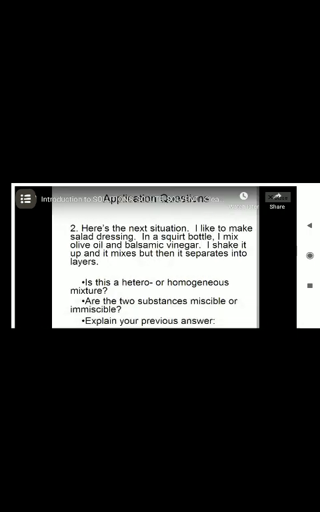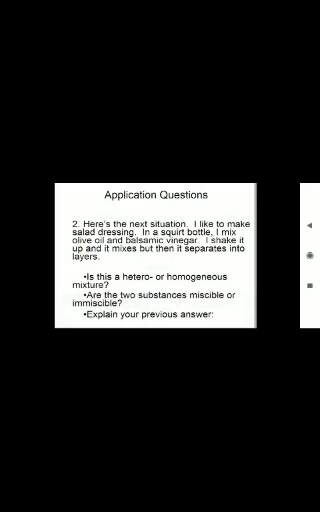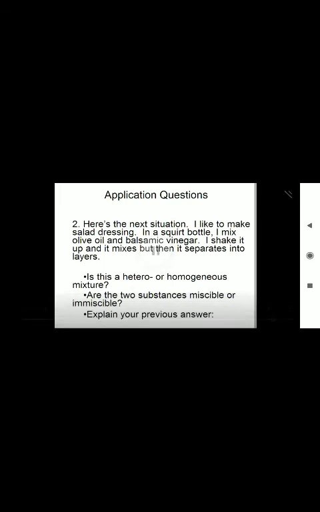Number 2. Here's the next situation. I like to make salad dressing. In a squirt bottle, I mix olive oil and balsamic vinegar. I shake it up and it mixes, but then separates into layers. Please answer the following questions.